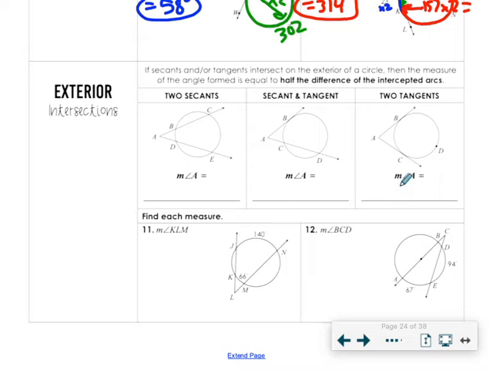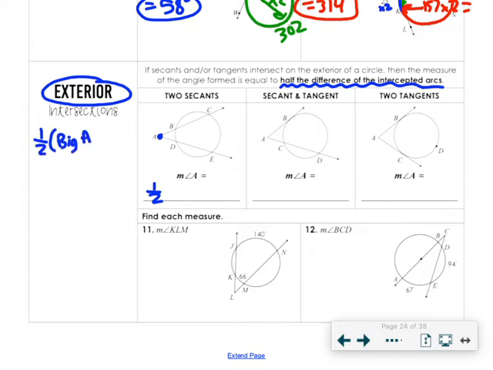The good news is, even though it can look three different ways, they all have the same idea. If we're meeting on the outside, so the lines are now intersecting outside the circle, what we're doing is still this 1/2 piece, but 1/2 the difference. Now we're subtracting. So 1/2 of big minus little is one way to write it. So the angle is going to be 1/2 the big arc minus the little arc.